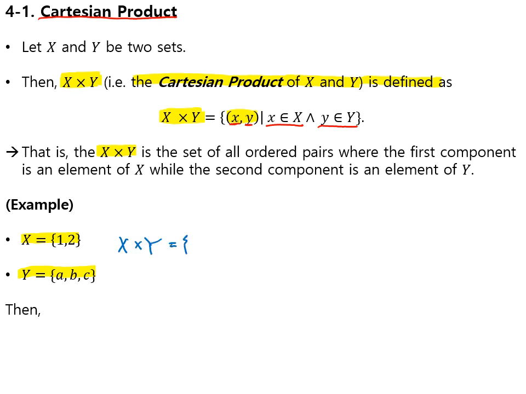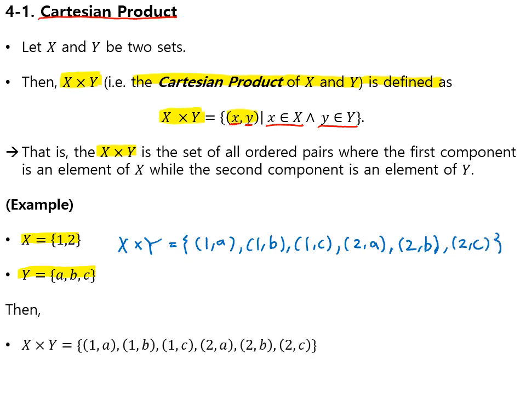So this will consist of ordered pairs such that the first component comes from the set x. So 1a is going to be included, 1b is going to be included, 1c is going to be included, and there will be pairs where the first element is 2, right? So 2a, 2b, and 2c. Okay? So that will make up the Cartesian product of x times y.